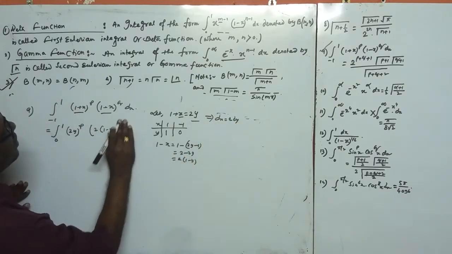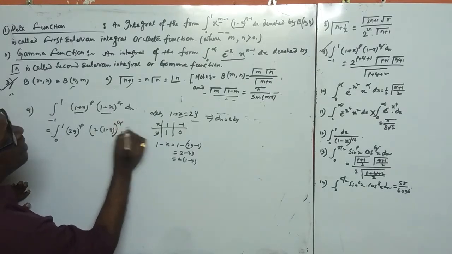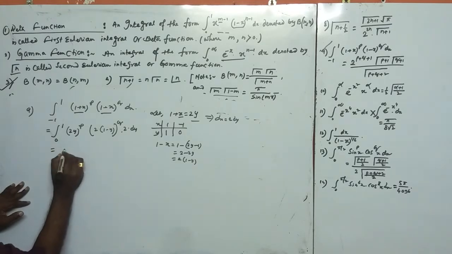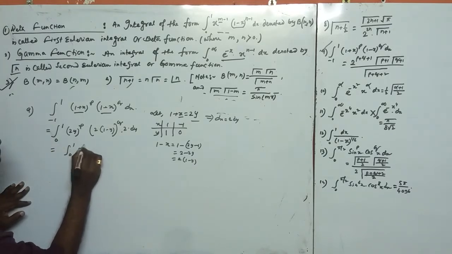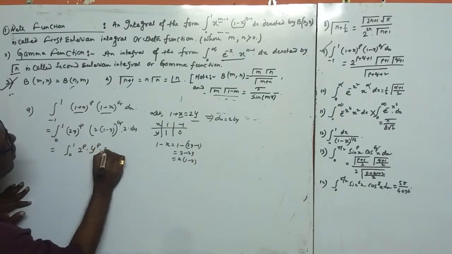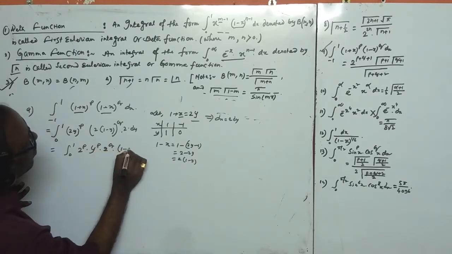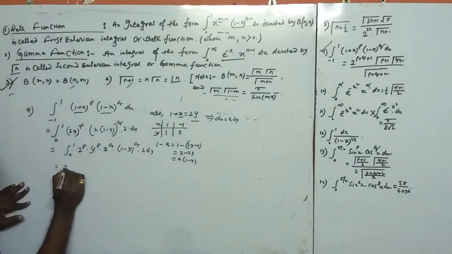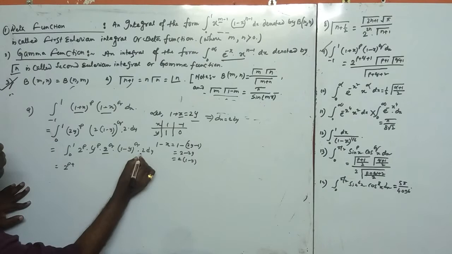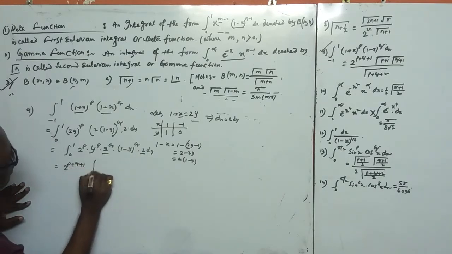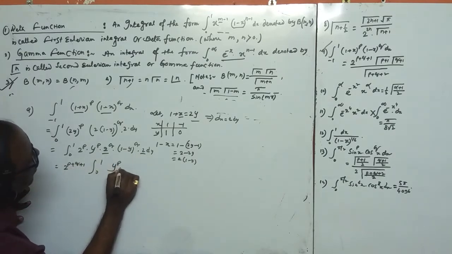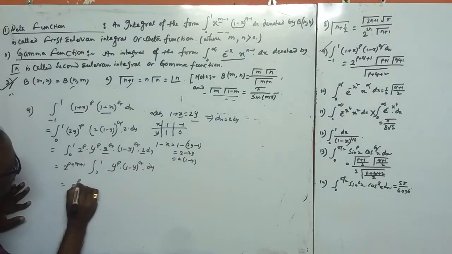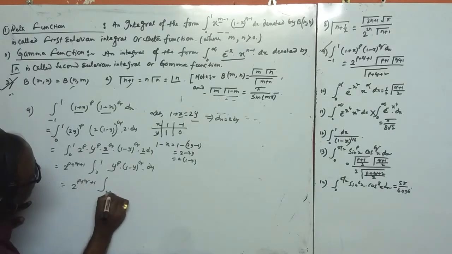So dx means 2 into dy. So 0 to 1, 2 to the power p and y to the power p, 2 to the power q and (1 minus y) to the power q and 2 dy. So 2 to the power p plus q plus 1. Now 0 to 1, y to the power p and (1 minus y) to the power q and dy.